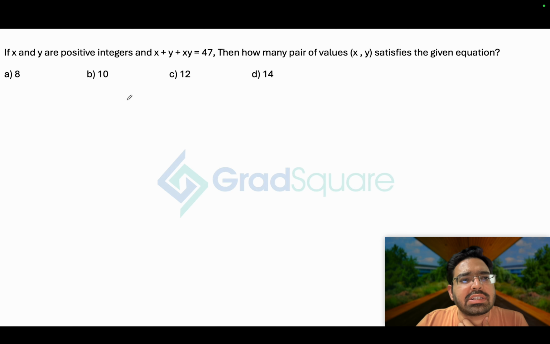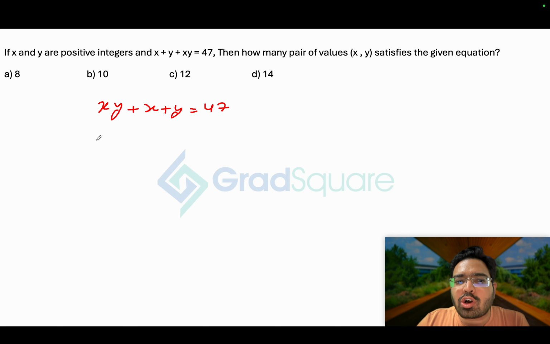Let's have a look at this question. It says x and y are positive integers and we have to look at this equation and figure out how many pairs of values of x and y satisfy this equation. Let's rewrite this equation a little bit differently. Let me write xy first and then follow it up with x plus y and make it equal to 47.